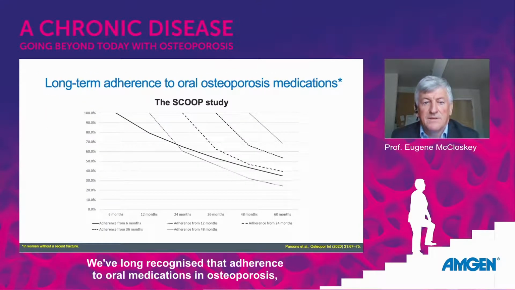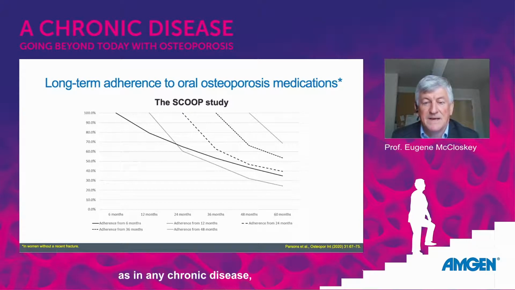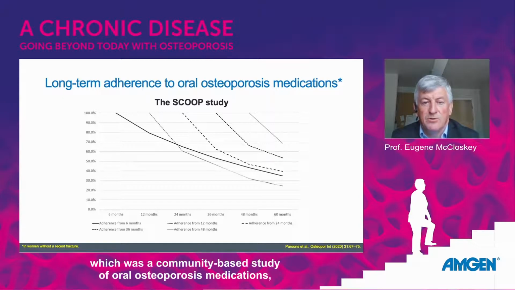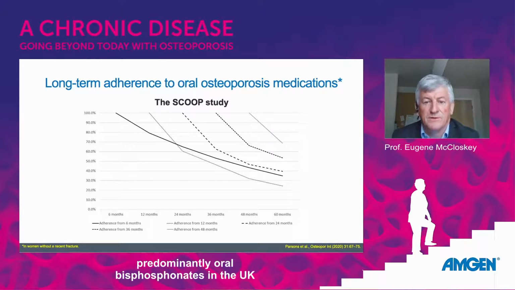We've long recognized that adherence to oral medications in osteoporosis, as in any chronic disease, is much less optimal than we would hope. These are data from the SCOOP study, which was a community-based study of oral osteoporosis medications, predominantly oral bisphosphonates in the UK.